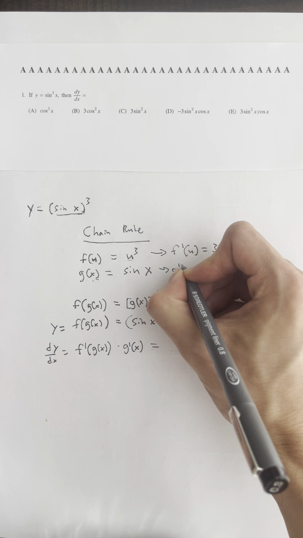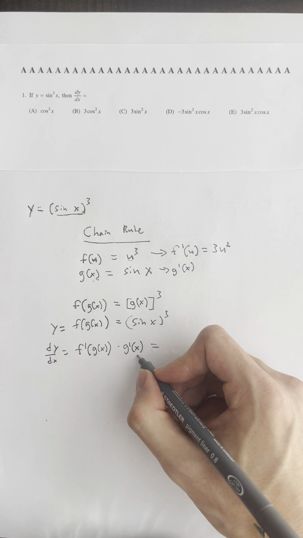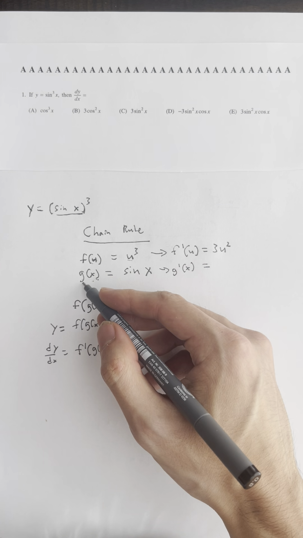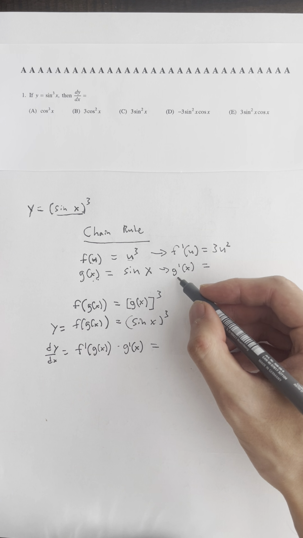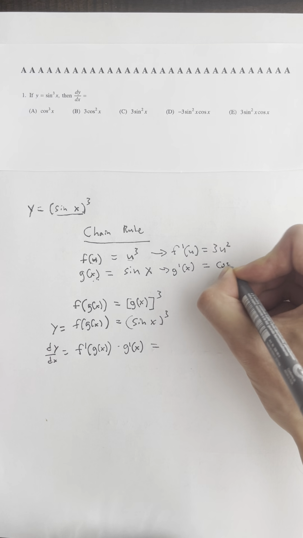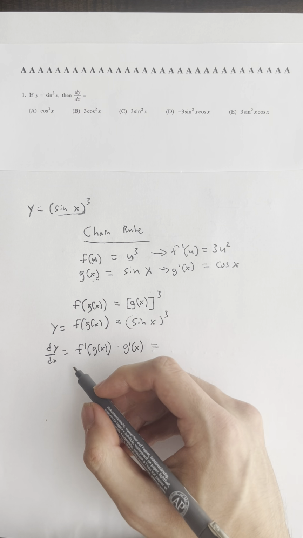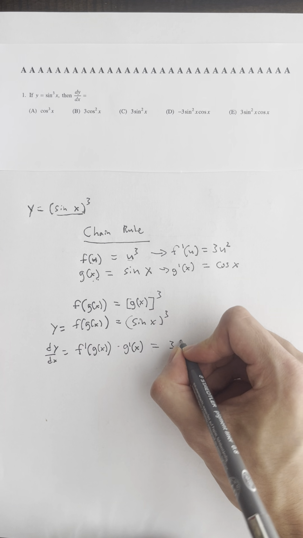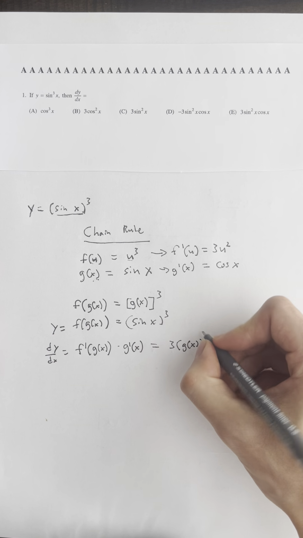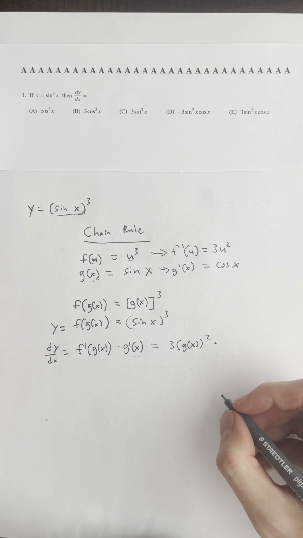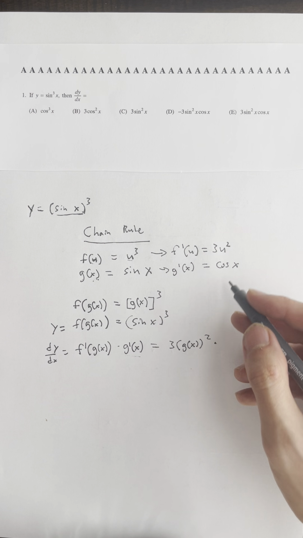Let's find g prime of x as well, because we're going to use that in a second over here. Okay, so if g of x is equal to sine x, what's g prime of x? It's going to be cosine x. All right, so f prime, so 3 times g of x squared times, what should I change this to? Change it to cosine x.